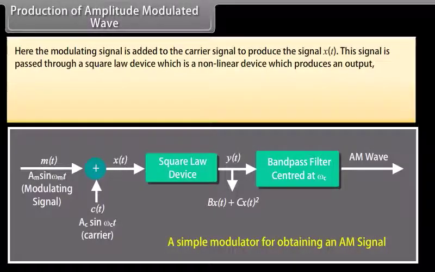Production of amplitude modulated wave. Here the modulating signal is added to the carrier signal to produce the signal x(t). This signal is passed through a square law device, which is a non-linear device which produces an output given by y(t) = bx(t) + cx²(t), where b and c are constants.